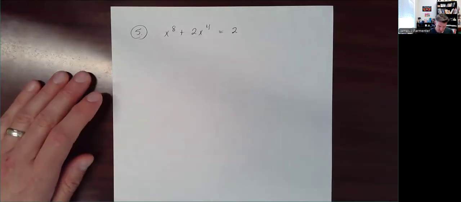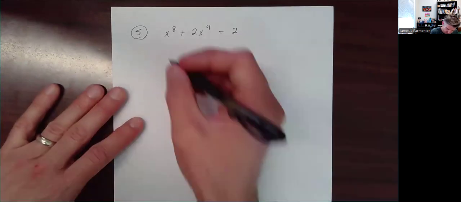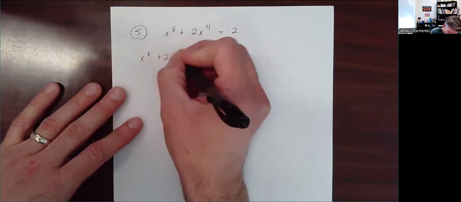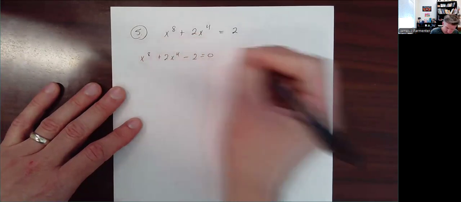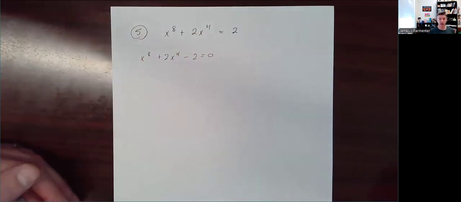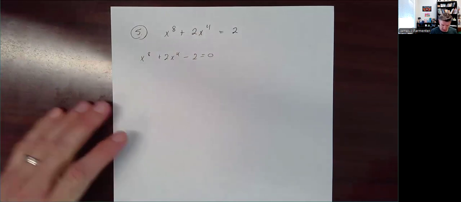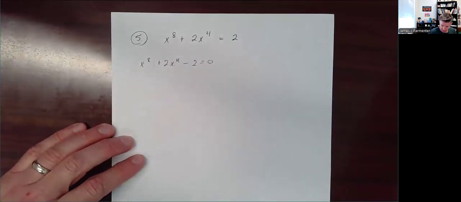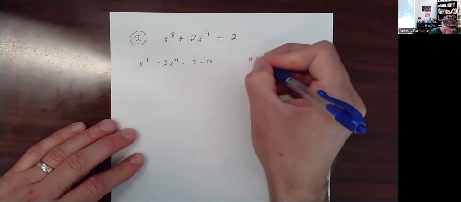Last example. So same idea here. We're going to bring everything to one side. x to the 8th plus 2x to the 4th minus 2 equal to 0. It has the usual hallmark of being a quadratic u-substitution in that you see x to a power and x to twice that power. So we're going to let u equal x to the smaller power.